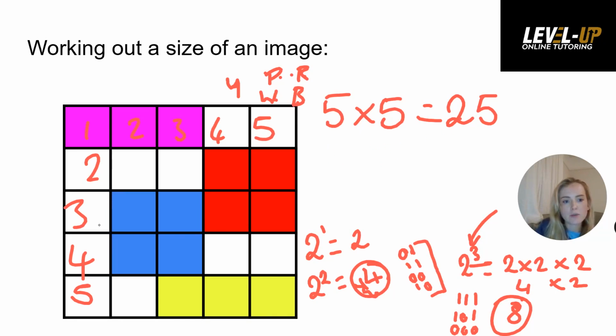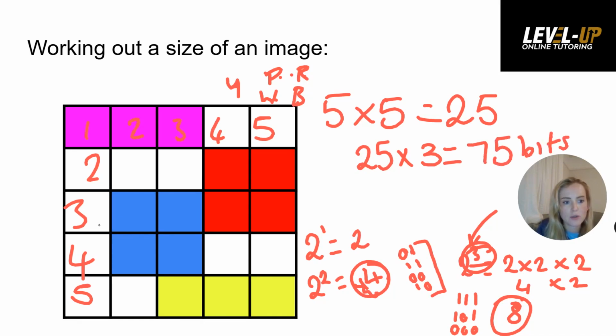Okay, so 25 is the amount of pixels, and all I need to do is 25 times the colour depth, which again is 3. So that is 75 bits used here. That is the size of that image. So if you ever want to work out how many bits the colour depth is, all you need to do is count the amount of colours in the image and see which one fits.